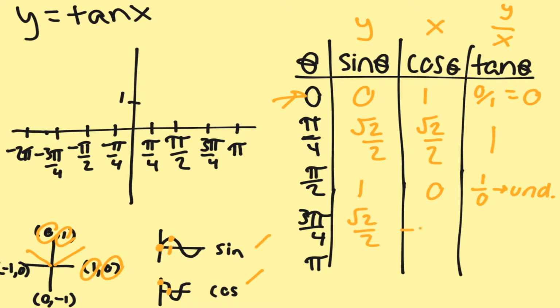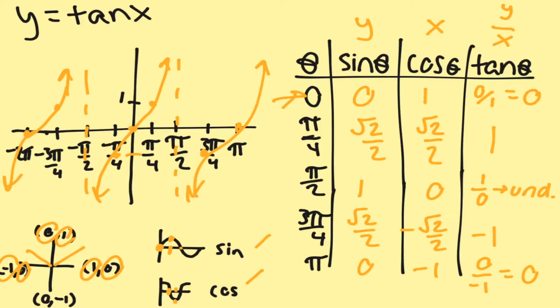The x is negative radical 2 over 2, so when you divide, you'll get negative 1. And pi, the y value is 0. The cosine is negative 1, and so we divide and get 0. Then you can go ahead and plot the points on the graph from the table. And I drew the graph so that this is what it looks like once we plot all of those points plus more in the positive and negative direction.